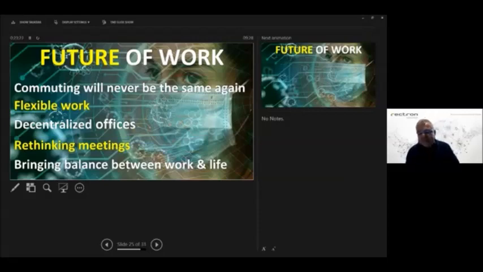And then bringing balance between work and life, because right now, the time that most people have been spending commuting before Corona and working, I think that this is bringing a new dimension to our personal lives, where we will be able to spend more time with our families. We will be able to have more time to ourselves, more time to do the things that we want to do, but at the same time, be very, very productive in the workspace.